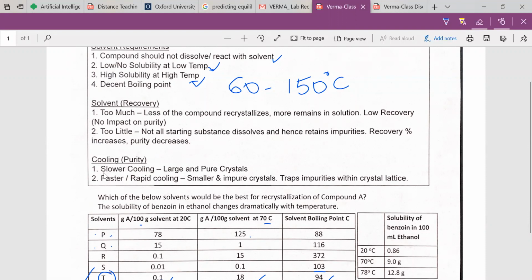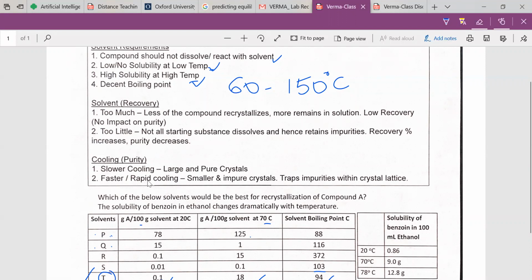When you're cooling also, the cooling will impact your recovery and purity. Ideally, we should cool it very slowly. When you cool it slowly, you give the molecules of the solid that you want to recrystallize some time to come together and form the crystals, which are usually large or longer crystals and pure crystals.